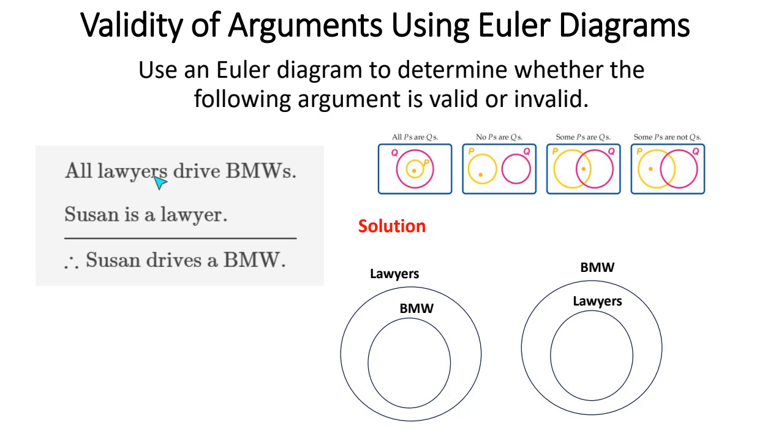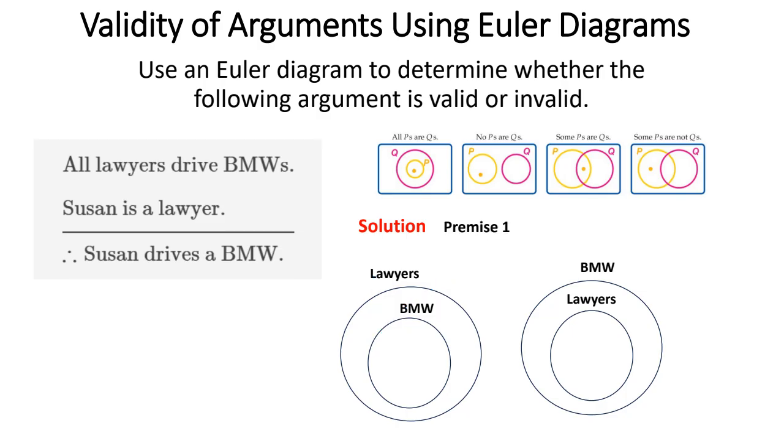So all lawyers drive BMWs. This first one says all BMWs are lawyers. So that's not going to be our answer, right? We're not going to use that one. So this doesn't make sense. So the one we are going to be using is that all the lawyers drive BMWs. So all the lawyers are inside of the BMW circle. And then we'll go to premise 2. So let me just cross out the one we're not using. So we're not using this one.